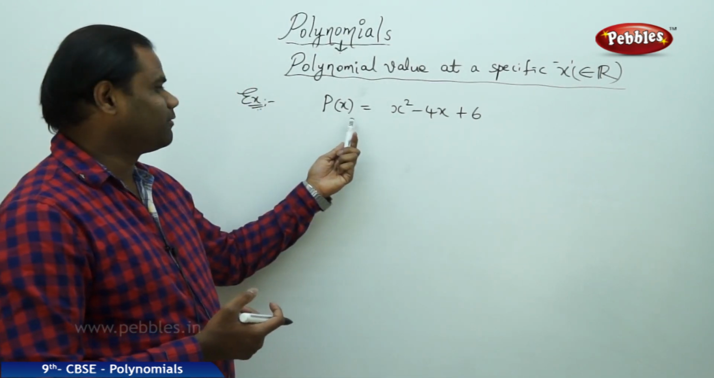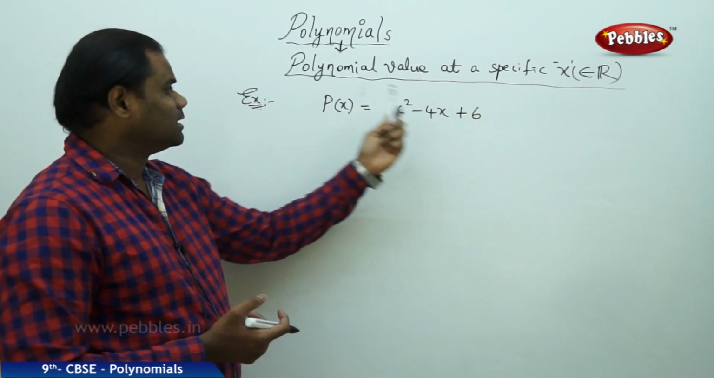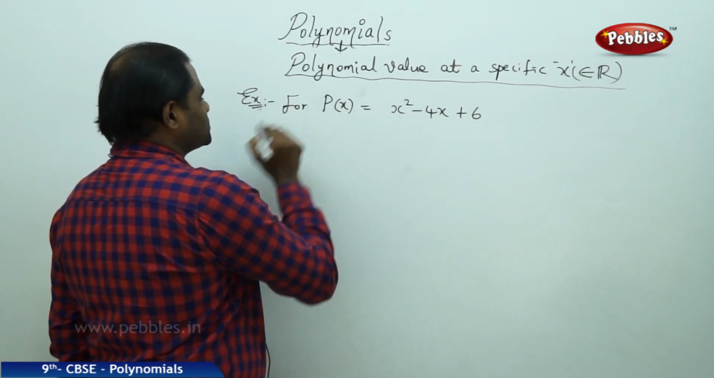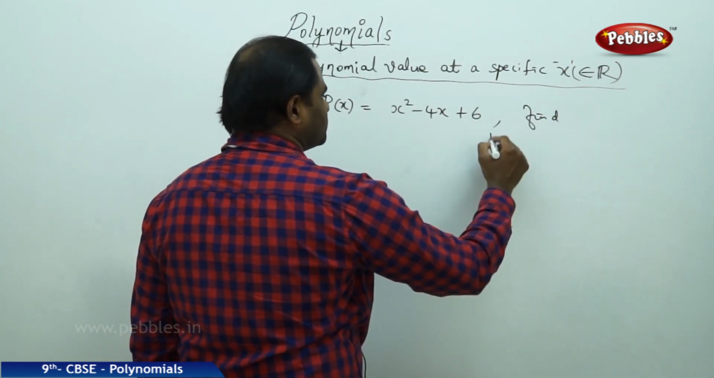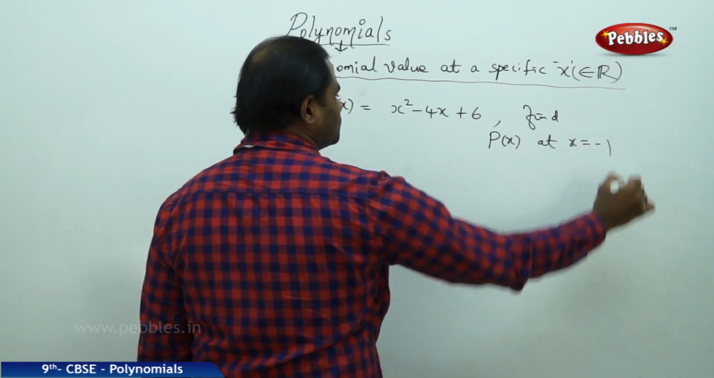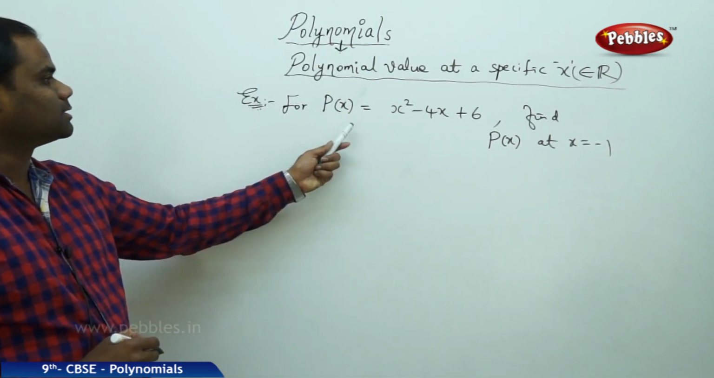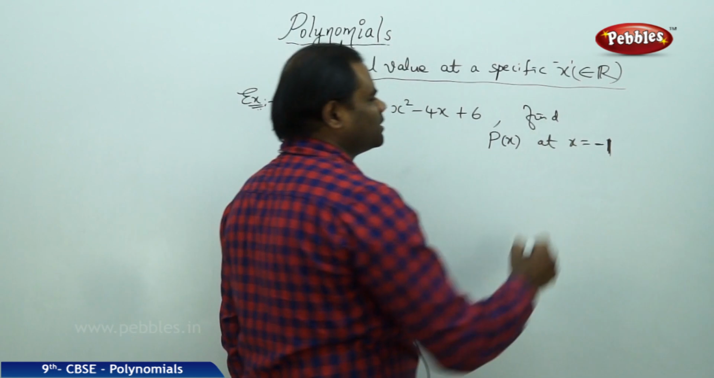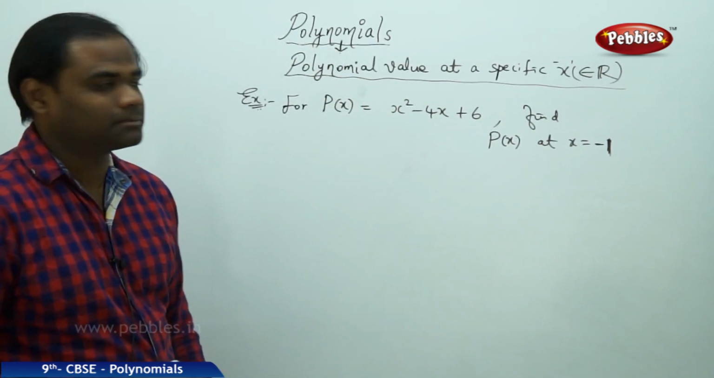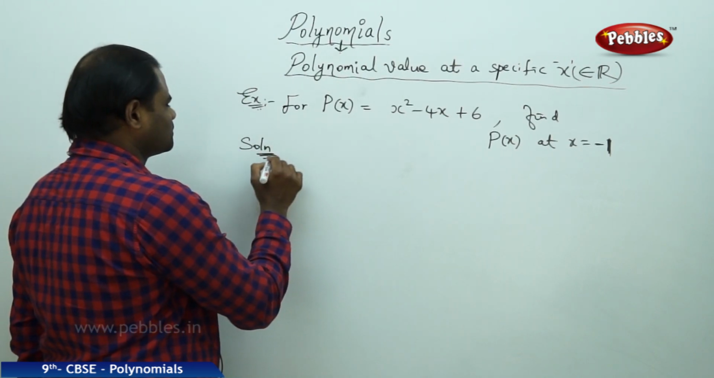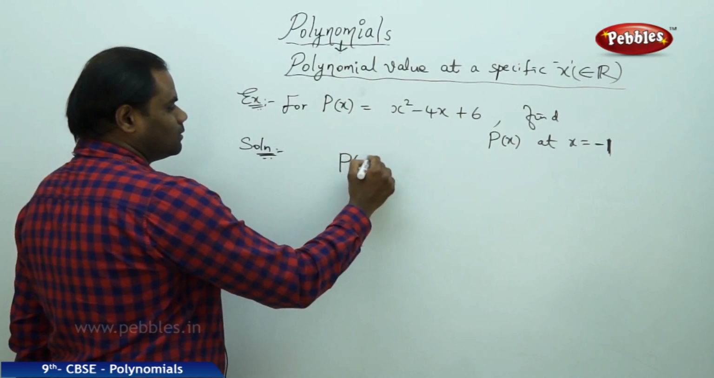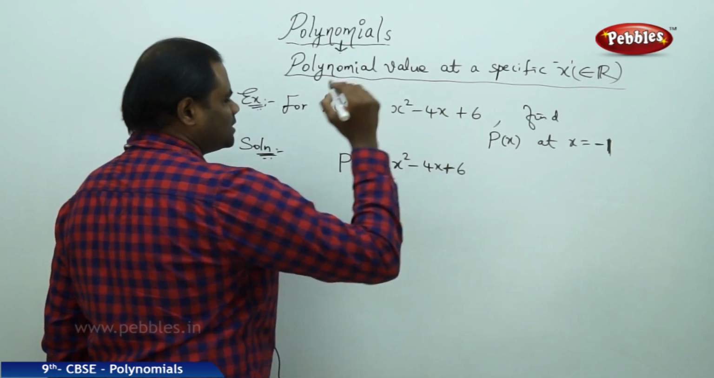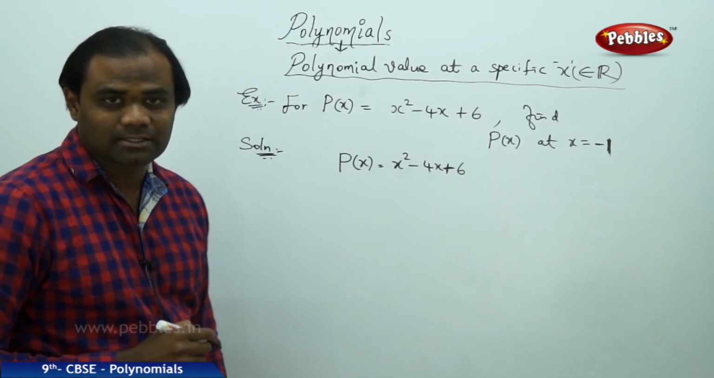Now for this example problem, P of x equals x squared minus 4x plus 6, let's see what its polynomial value is at the question: find P of x at x equals minus 1. So my question here is, find the value of this polynomial at a specific value of x equals minus 1. Let's see how we can simplify. The given polynomial or trinomial P of x is x squared minus 4x plus 6, and I need to find P of x at x equal to minus 1.